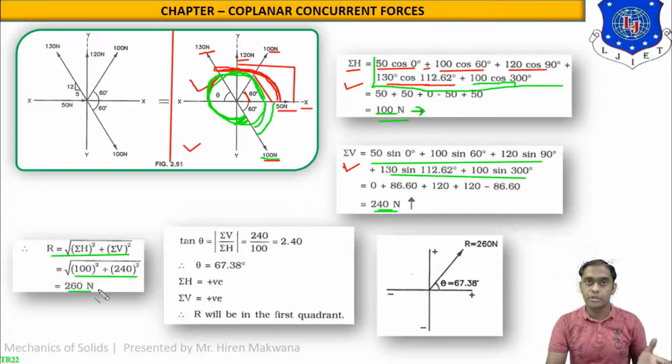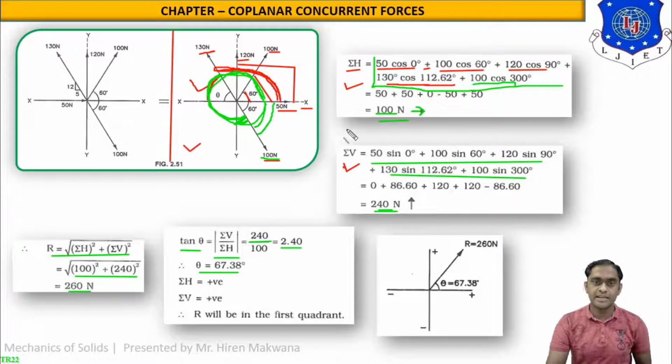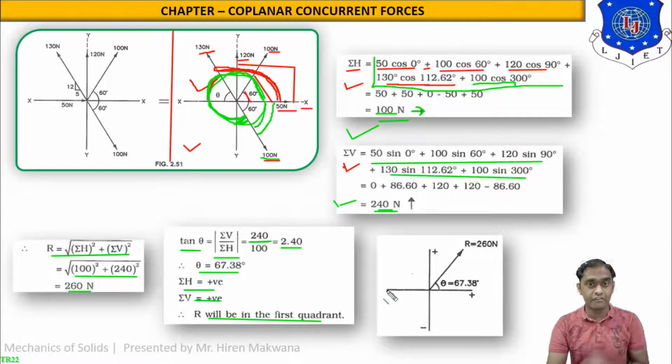Now the time for the direction of the resultant. What is the direction? Tan theta equals mod of sigma V by sigma H. Sigma V is 240, sigma H is 100. So the answer is 2.40. If you do tan inverse in your calculator, you will get the answer of 67.38 degrees. Here you can see that sigma H is positive and sigma V is also positive. So both are positive, so the resultant will be in the first quadrant.